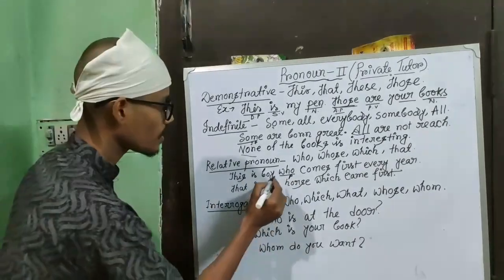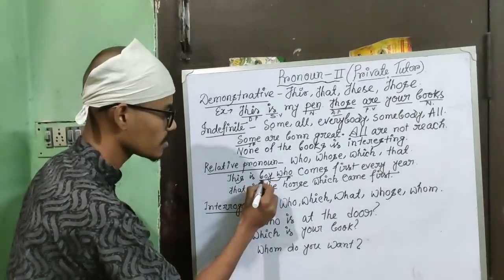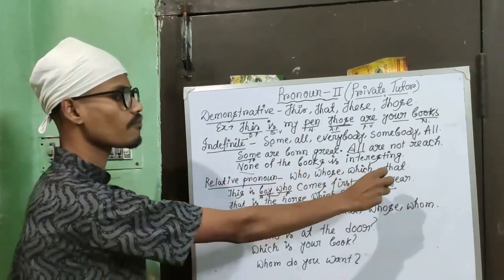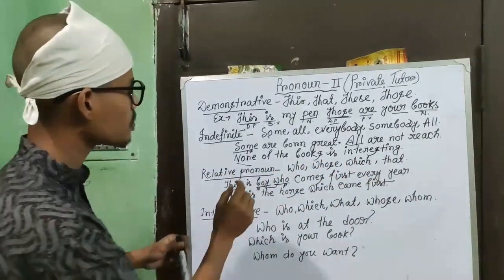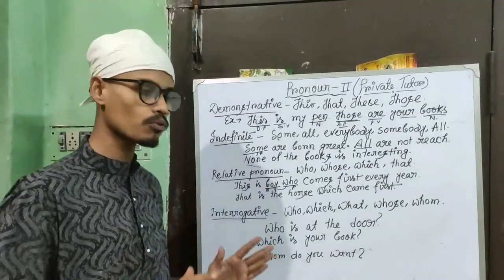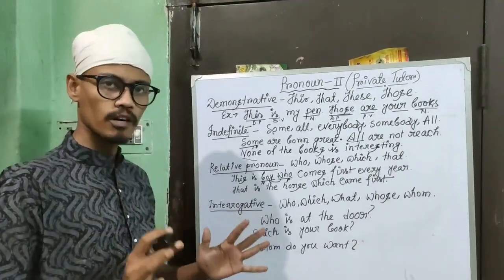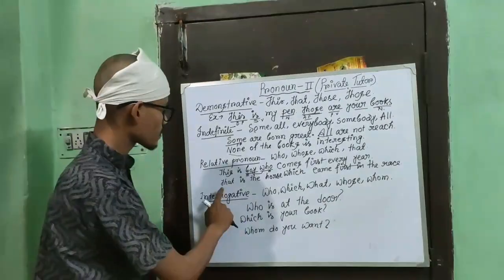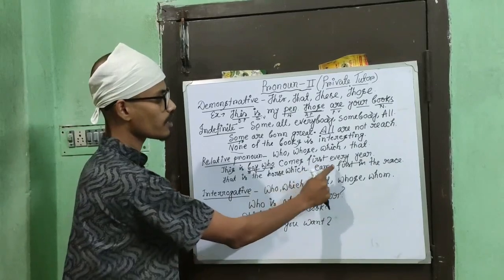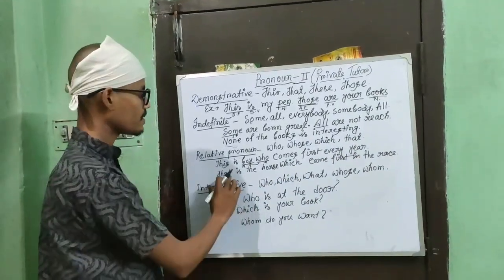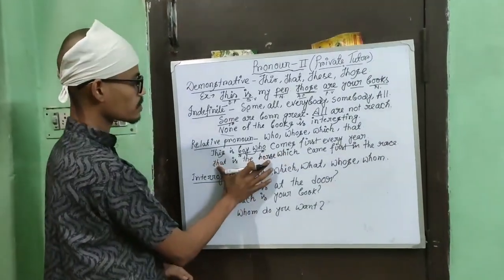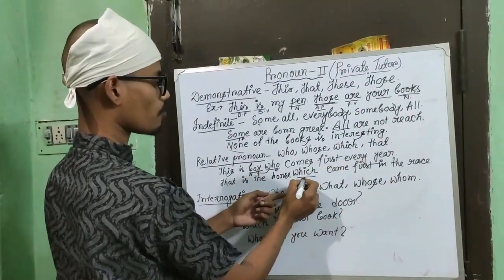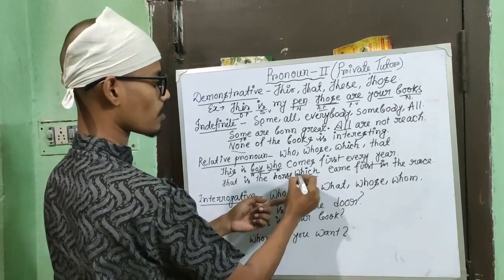But notice one thing, it refers to the noun sitting before it, the boy. Remember one thing, this noun is known as the antecedent. It will not be asked in your examination, but for your knowledge I am telling you. The next example, that is the horse which came first in the race. These 2 sentences are joined by the linker which, that is why it is a relative pronoun.